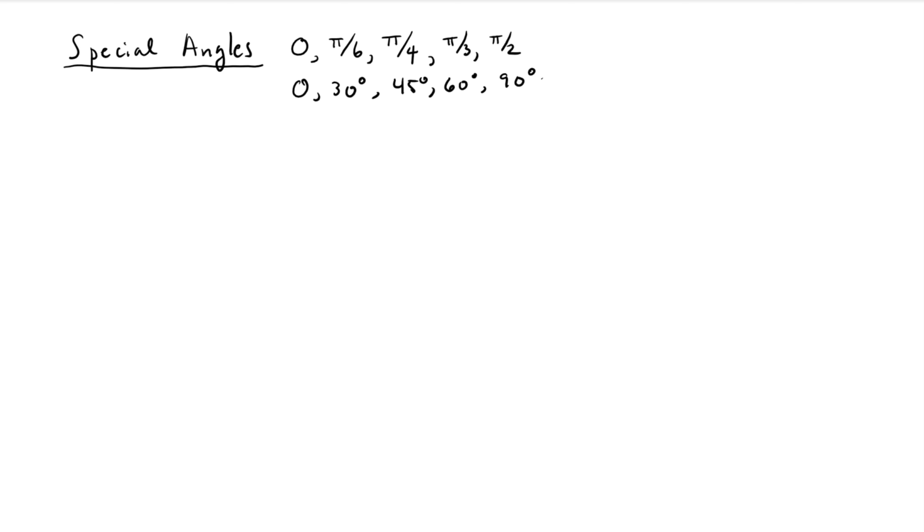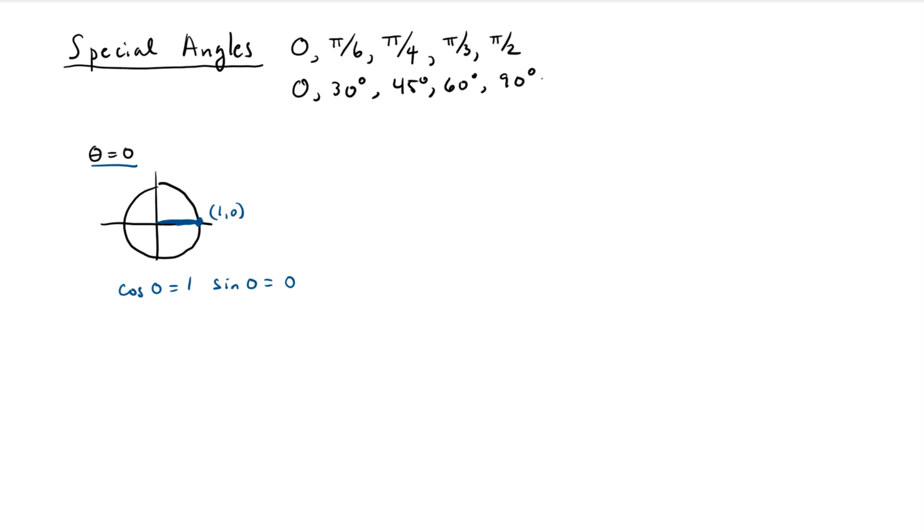So maybe let's start with theta equals 0. This is going to be very quick. If the angle is 0, it's an angle of 0. If I look at the coordinates of this point here, which are 1, 0, then those are going to be the cosine and sine. So cosine of 0 is 1, and sine of 0 is 0. Okay, that's pretty easy.